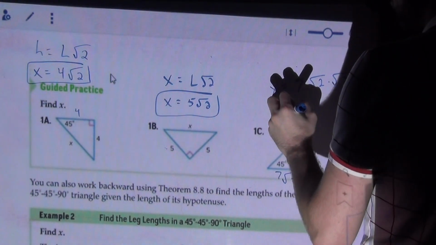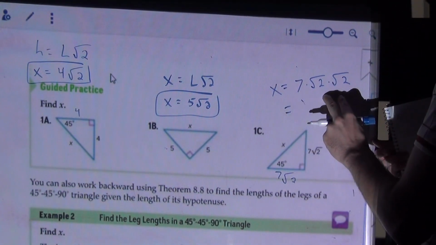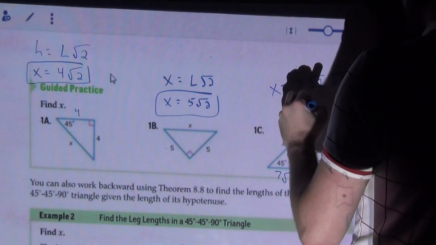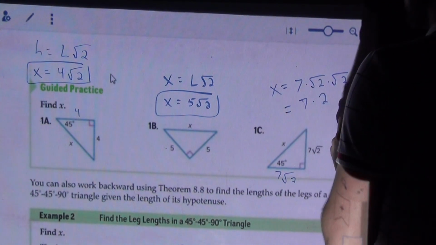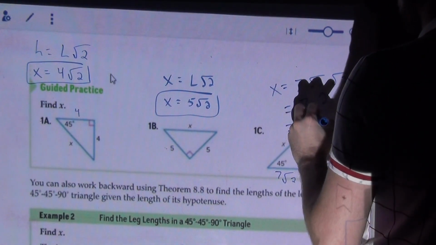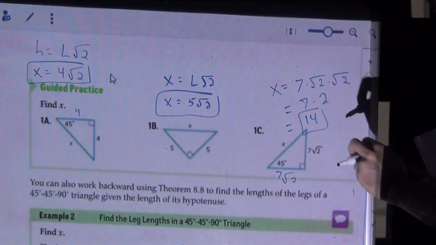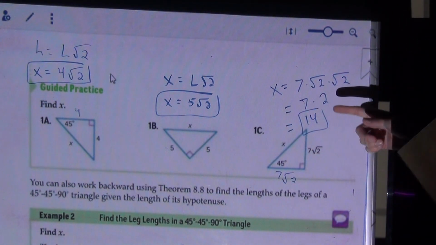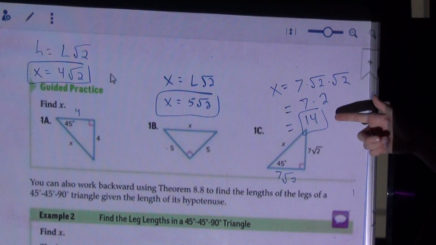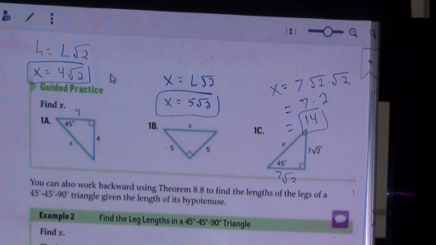That's 7 root 2, which means 7 times the square root of 2. If I have two radicals, I would multiply those first. So root 2 times root 2 is just 2. That becomes 7 times 2, which is 14. Any square root times itself is just the number under the square root. Like root 2 times root 2 is 2, root 100 times root 100 is 100. We're going to deal with that a lot in algebra again, but this is a basic remembrance of radicals. Alright?